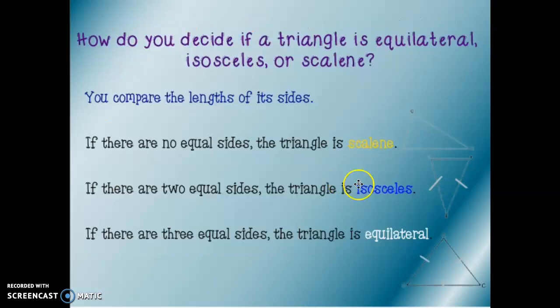So let's review. How do you decide if it is equilateral, isosceles, or scalene? You just look at the sides. If there are no equal sides, that is a scalene triangle. Look at the three lengths of those three sides. They are different lengths. If there are two equal sides, the triangle is isosceles, and we see the two tick marks there to tell us two sides are the same. If there are three equal sides, we say that triangle is equilateral. Three tick marks, three lengths, the same size.